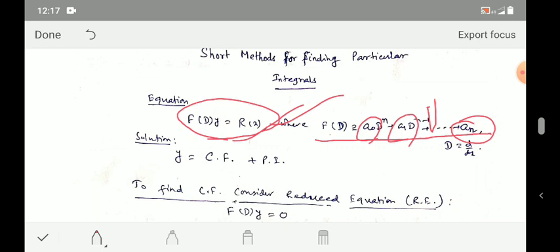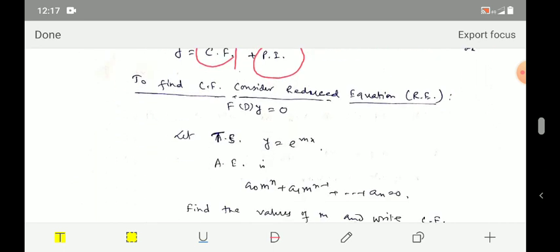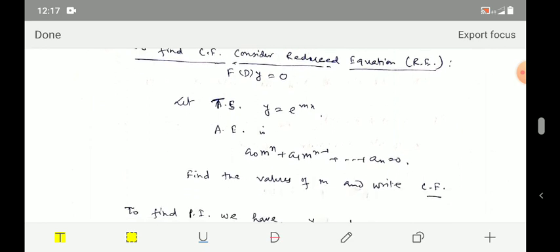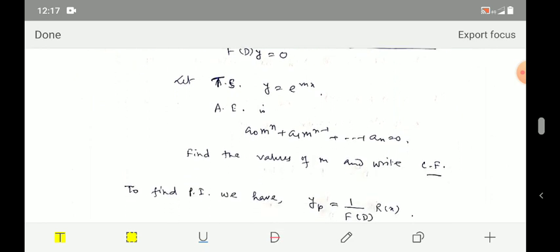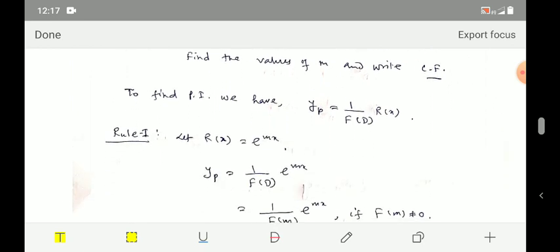For the solution of this type of differential equation, we have to find two parts. One is the complementary function and another is the particular integral. Then the general solution can be written as y = CF + PI. To find the complementary function, we already know the methods, so I am not discussing this part here. The main aim of this video is to discuss how to find the particular integral.